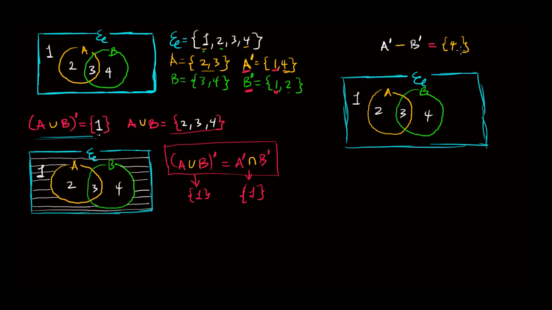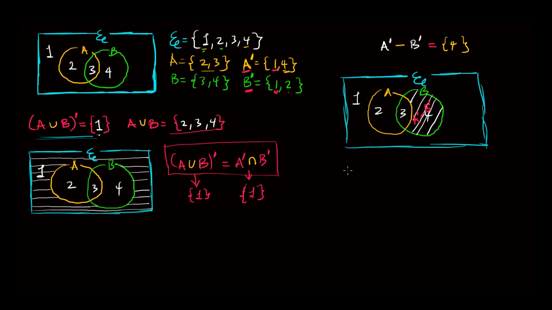Now which portion has 4 here? The portion that has 4 is this portion here. So this portion represents A prime minus B complement. That's this portion here. This is just how you can show the relationship between any two sets.